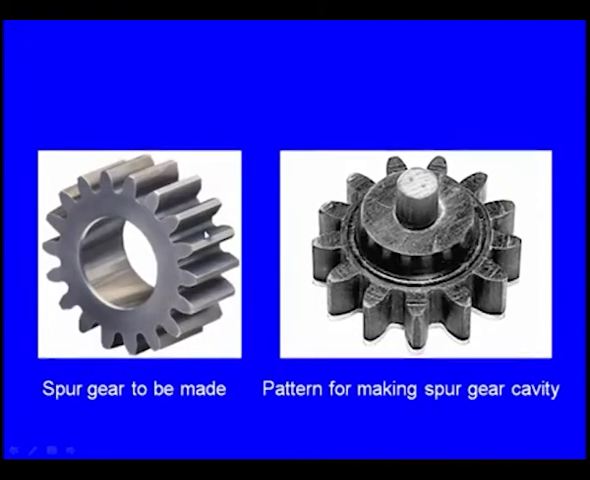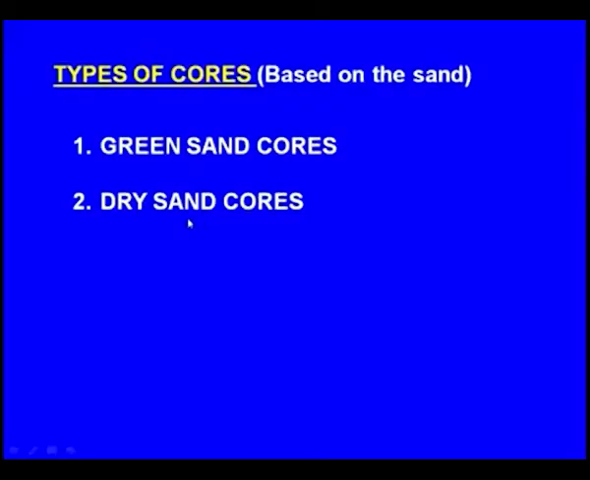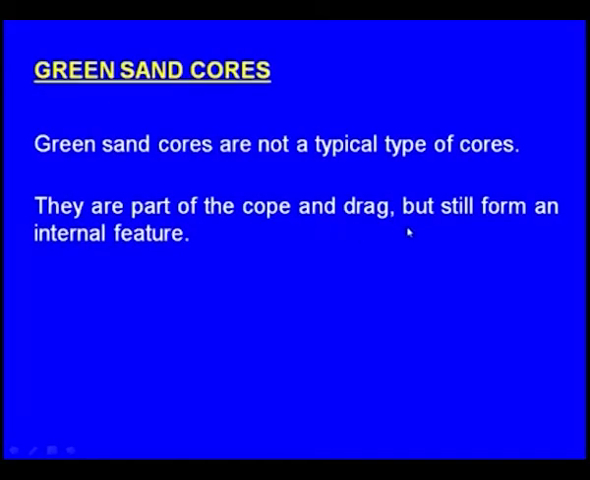Next one, let us see the types of cores based on the sand. There are different types of cores based on different considerations. Firstly, when we consider the sand that is used, we can broadly divide them into green sand cores and dry sand cores. This classification is based on the sand that is used. First, let us see the green sand cores. Green sand cores are not a typical type of core. They are part of the cope and drag, but still form an internal feature.